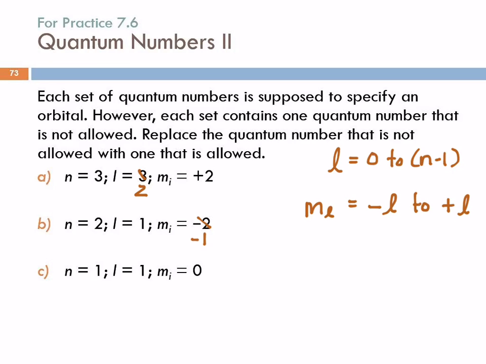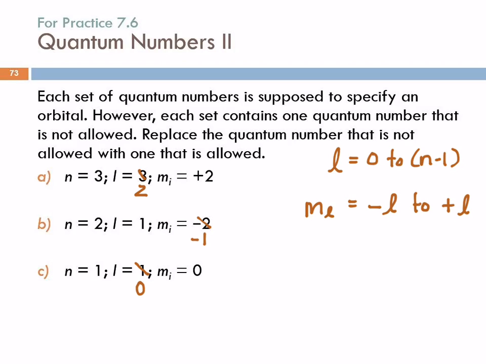Let's look at C. If n equals 1, can L equal 1? No. If n is 1, L has to be what? 0. If L is 0, can M sub L equal 0? Yeah, in fact, it has to. Because M sub L goes from minus L to plus L. If L is 0, then M sub L goes from minus 0 to plus 0. It is 0. Any questions?